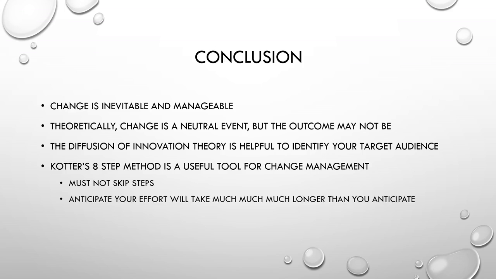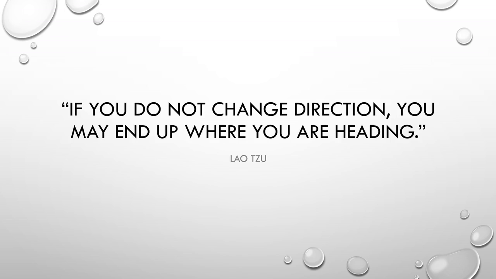All right, so in conclusion, change is inevitable, but it is manageable, and so you need to try to manage it as much as you can, particularly the unanticipated, unintended outcomes. The diffusion of innovation theory is very helpful to know your target audience. It's helped me just with residents even, trying to talk to them about changing their behavior. It's nice to know where they are on that spectrum. And then finally, Cotter's 8-step method is a useful tool. It's not the only tool, but it is a useful tool for change management. Don't skip steps, and remember that it's going to take much, much, much longer than you think to get what you want done. And just to conclude, if you don't change the direction you're going, you may end up where you're headed. So it's good to know if you're reluctant to change.